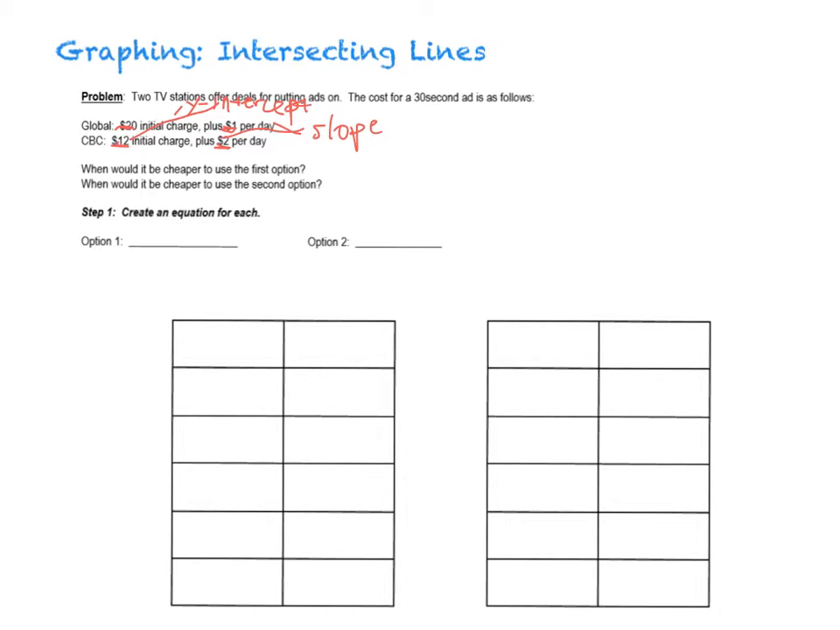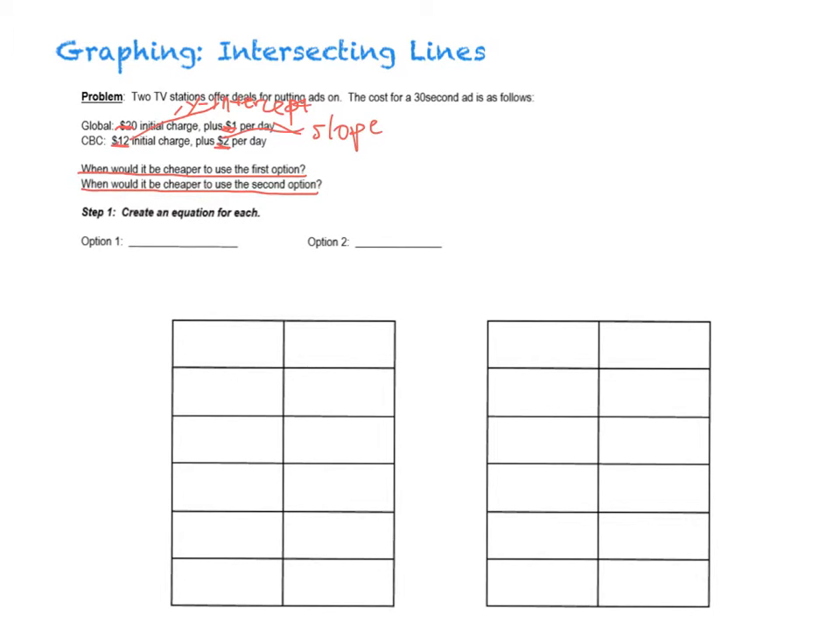Then with CUBES, we're told we should underline the question. So we'll underline the question here. When would it be cheaper to use the first option? When would it be cheaper to use the second option? And then we should box any key words. If you wanted to box here, you would box initial charge and per day.